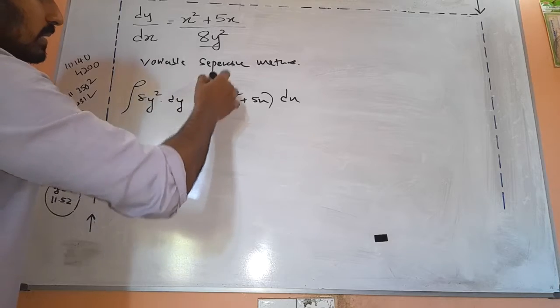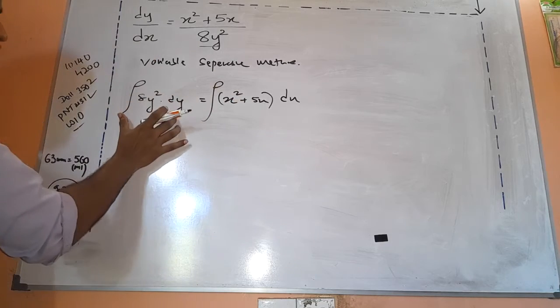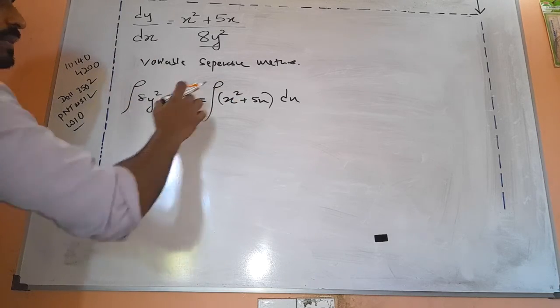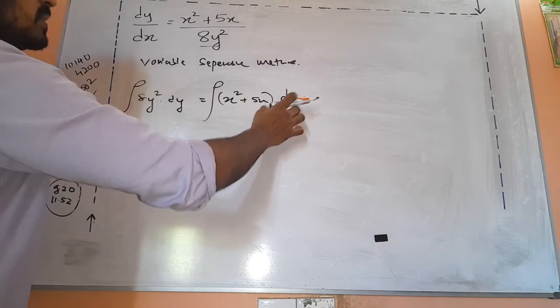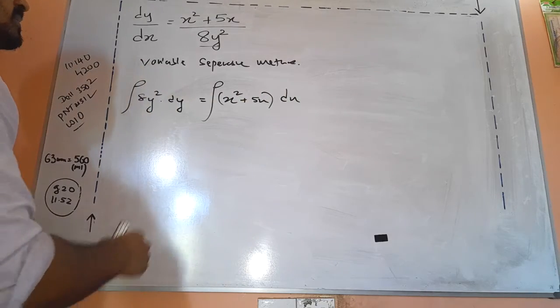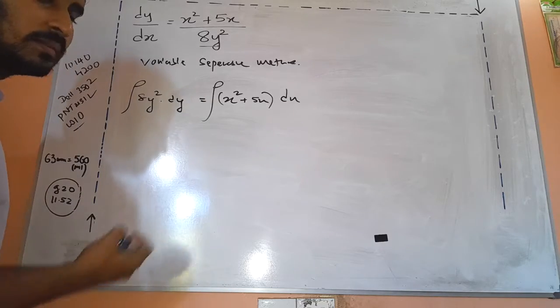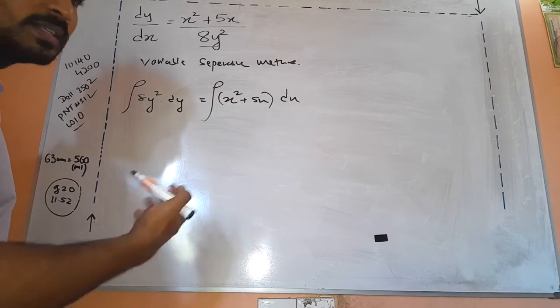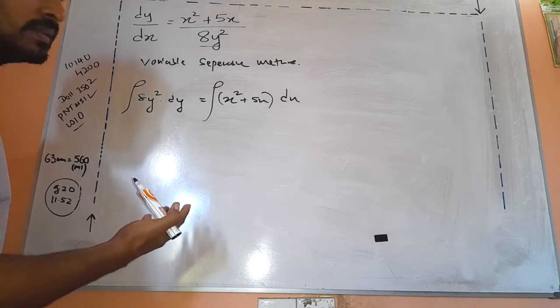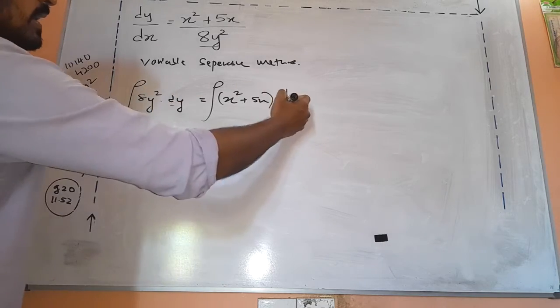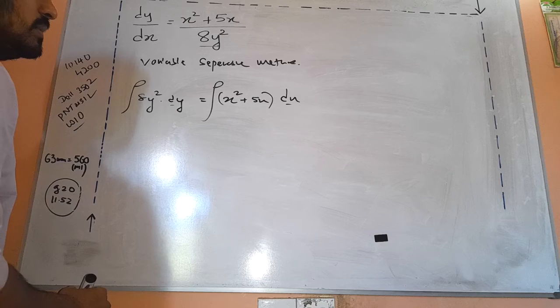Now we are going to integrate both sides. This side with respect to y, this side with respect to x. If you are going to integrate something, you have to specify with respect to what variable you are integrating, right? That is why we have dy and dx.